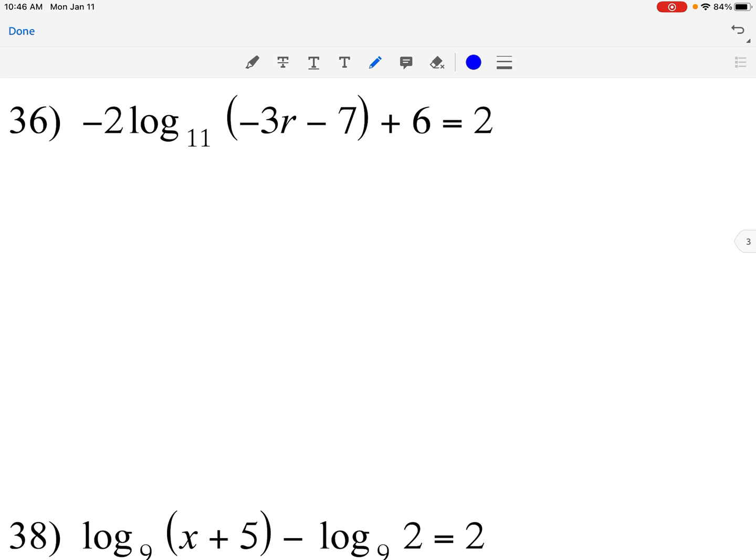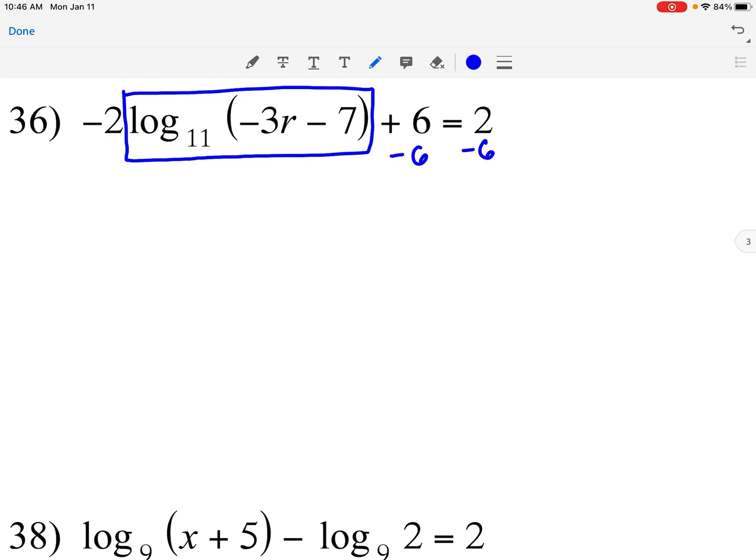So the goal is we want to get the logarithm by itself. And let me circle what the logarithm is. So this is log base 11 of everything inside this parenthesis. Anything outside the box is not a part of the logarithm. So we can just use our regular math that we've been using for a long time to get rid of all of these pieces on the outside, so we can just have the log.